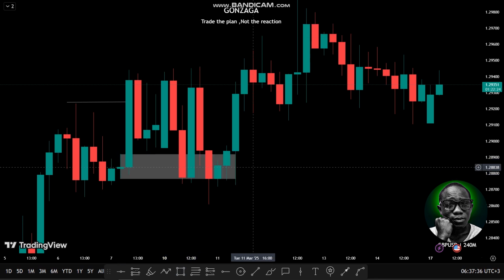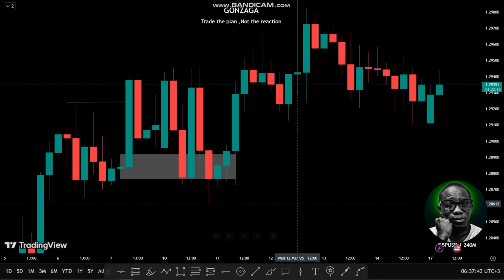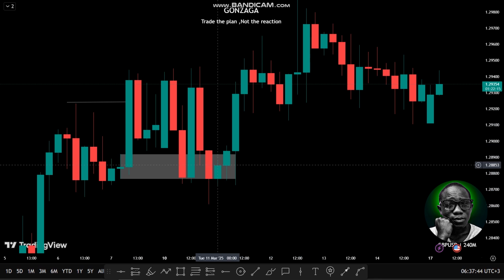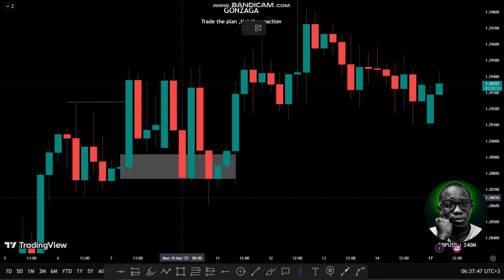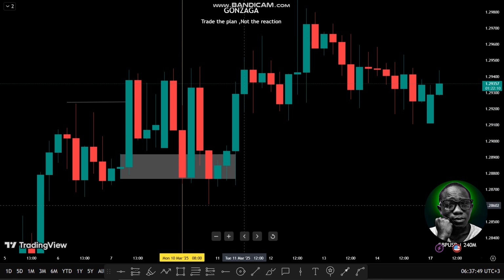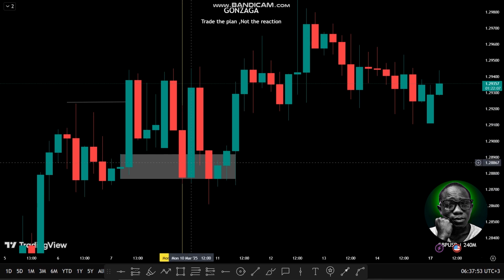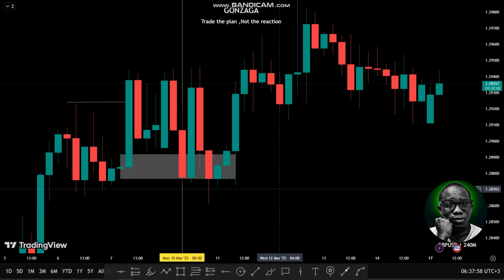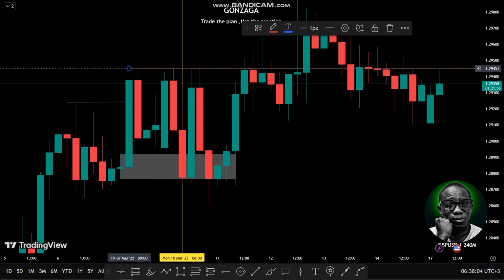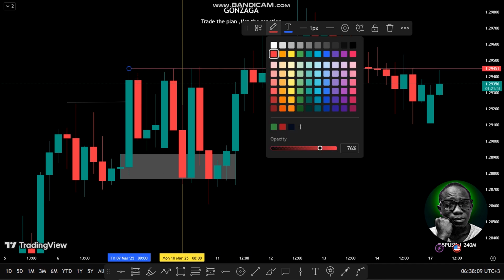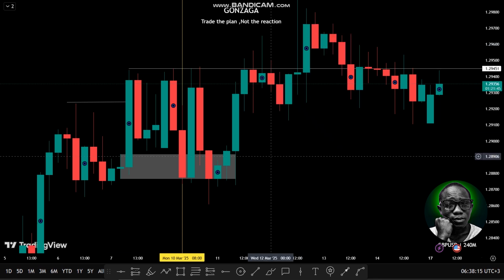So on it leaving this demand zone, I had to wait for the market to come down here so that I can buy, and our week began from here. That was a Monday. The week began in this demand zone. And my target was to take profit here, since this was the last higher high. So I waited for the market to drop here.